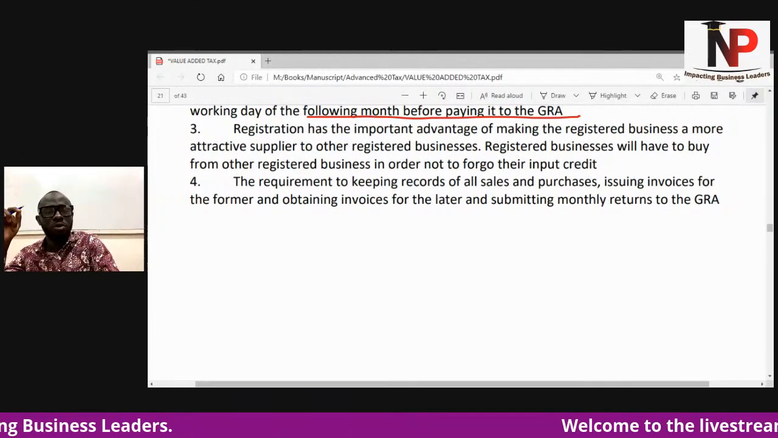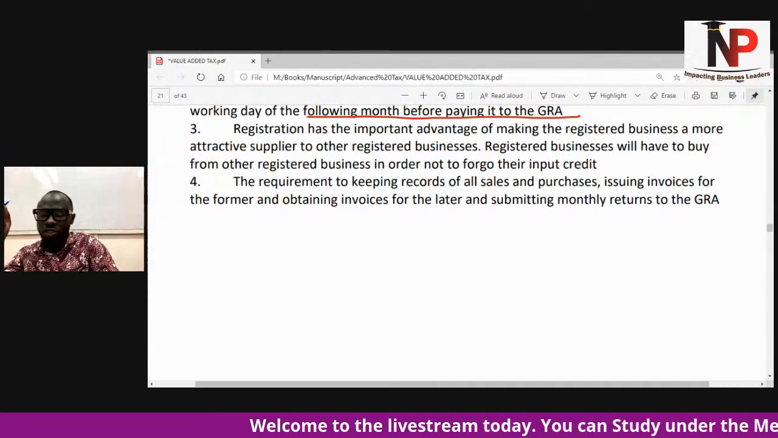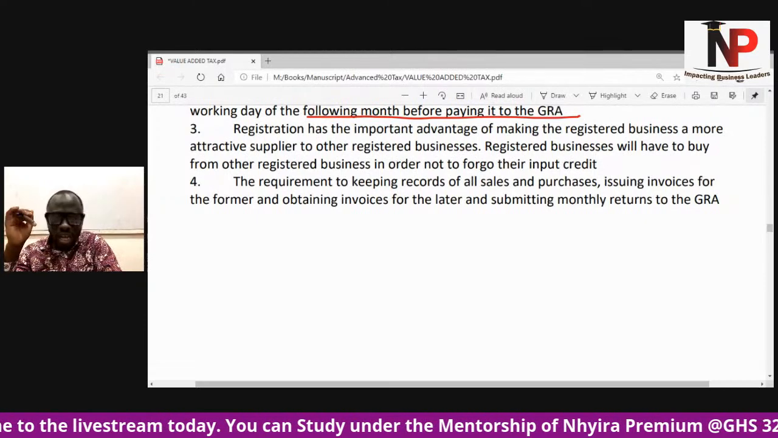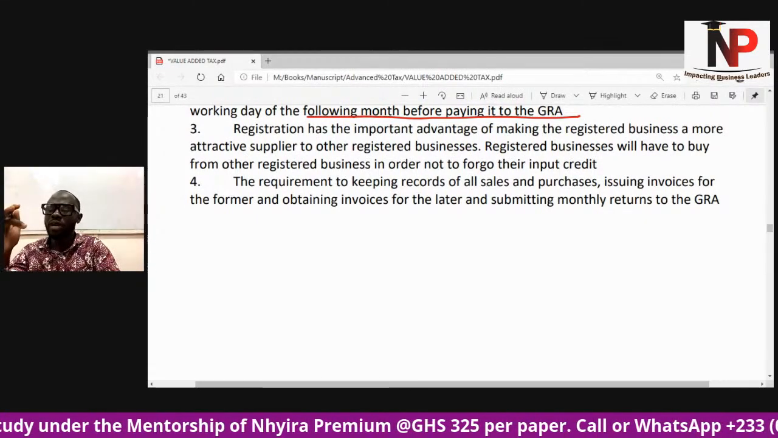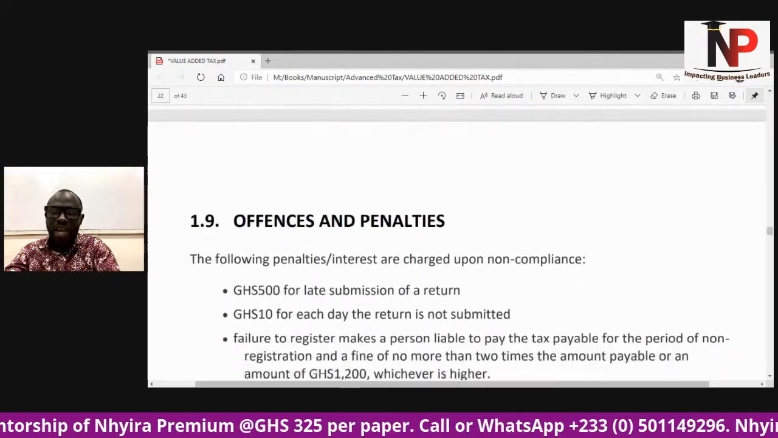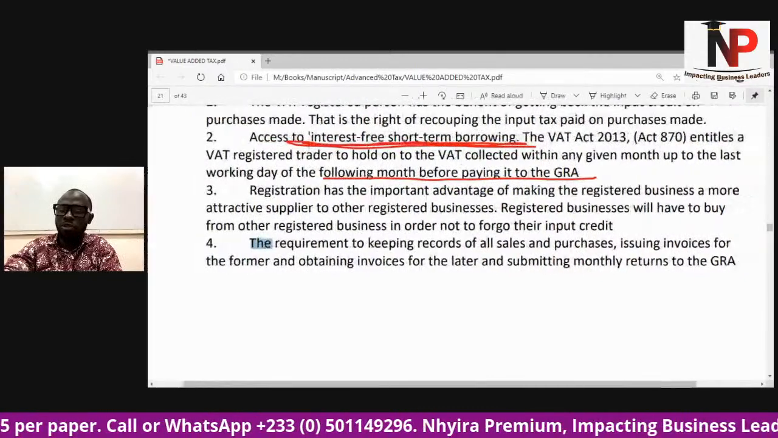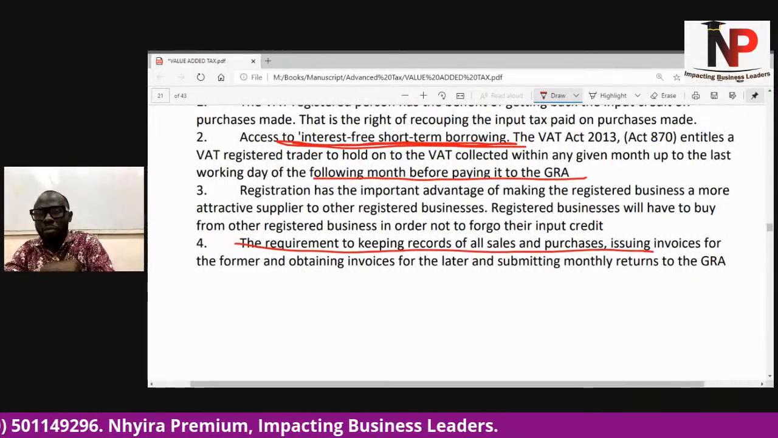Then the last thing is that because you know you're going to file your VAT returns, you're going to keep proper books of accounts. So the requirement to keep records of all sales and purchases, issuing invoices for the sales and obtaining invoices for the purchases and submitting monthly returns to the GRA, makes you know that you need to keep what? Proper books of accounts. Okay?